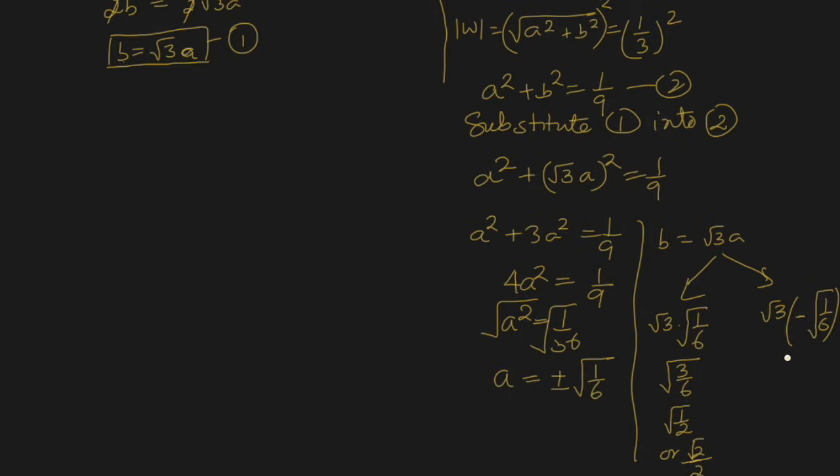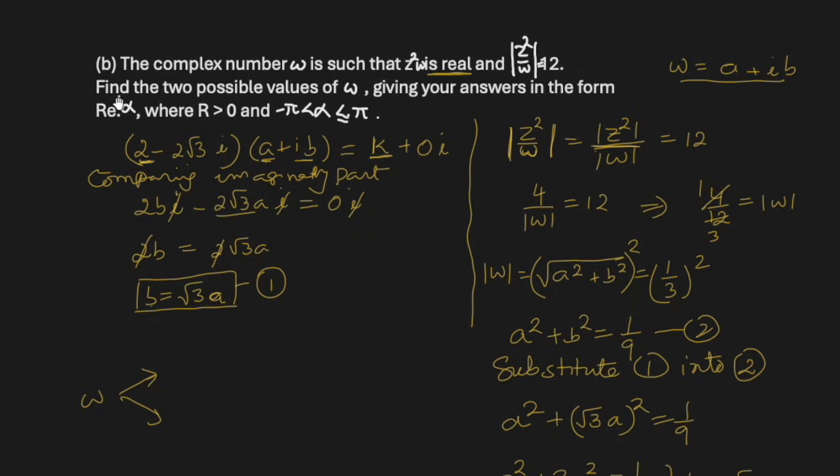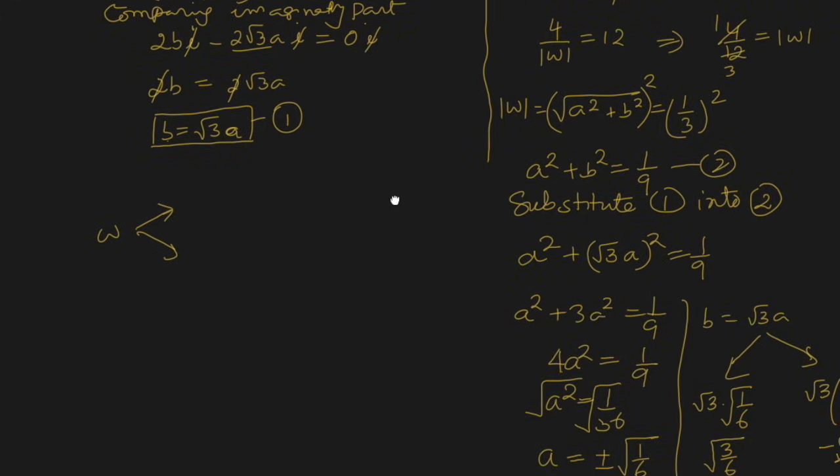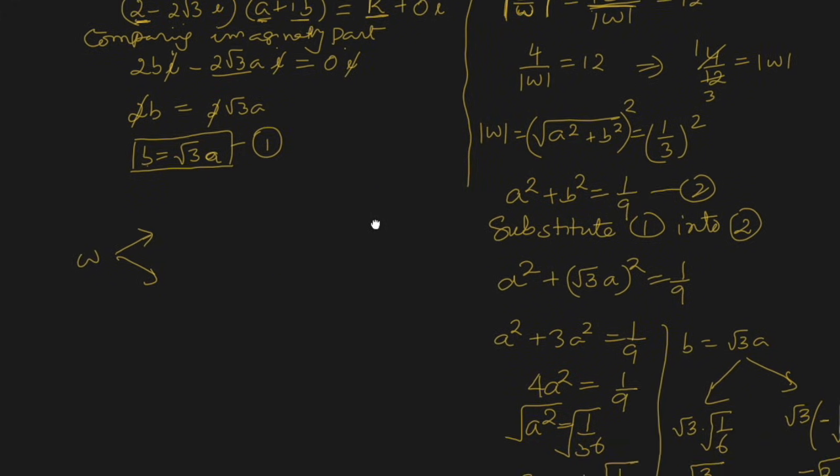Okay, now this one will be minus square root 2 over 2. So when a is positive, we got this. When a is negative, we get this. So omega has two values now. They said two possible values, right? Find the two possible values of omega, giving your answers in the form of this. Wow, so we need to do that also for each one. But first we'll write it.